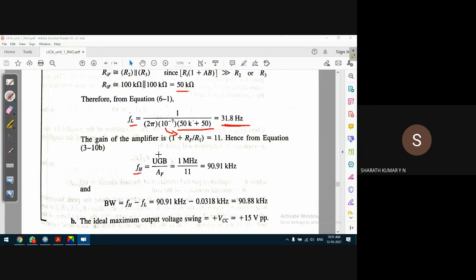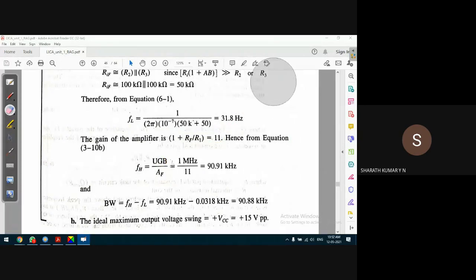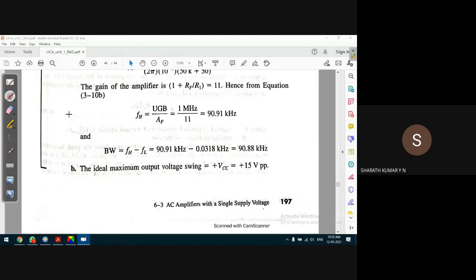What about the upper cutoff frequency? It uses the unity gain bandwidth, which is 1 megahertz, divided by AF, the closed loop gain. For a non-inverting amplifier, it is 1 plus RF by R1, which is equal to 11. So from that we get the upper cutoff frequency to be 90.91 kilohertz. From this we can find the bandwidth: FH minus FL, approximately 90.88 kilohertz.